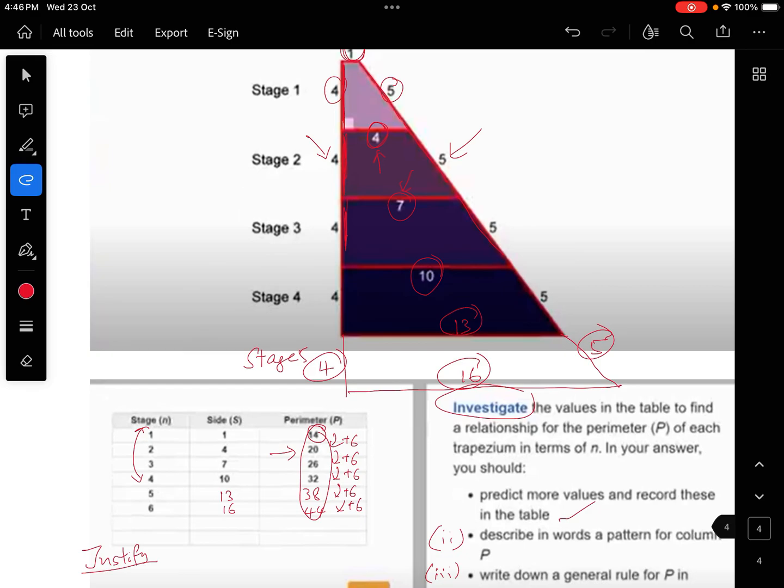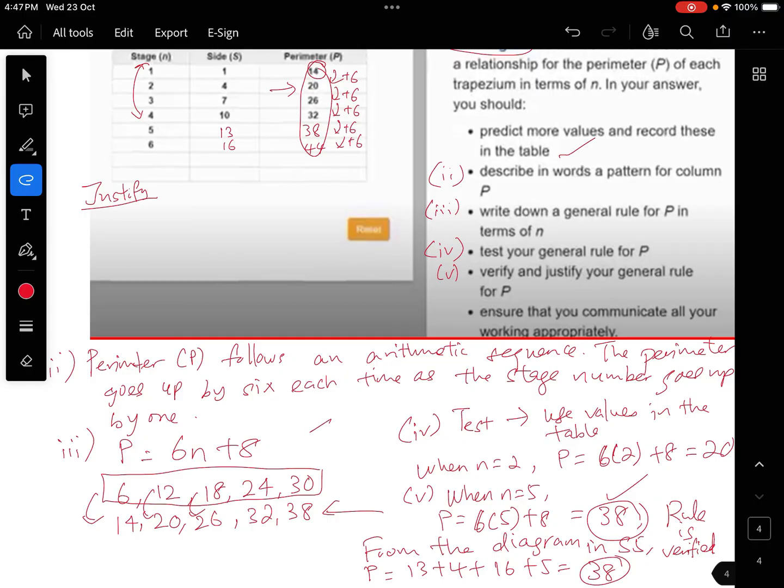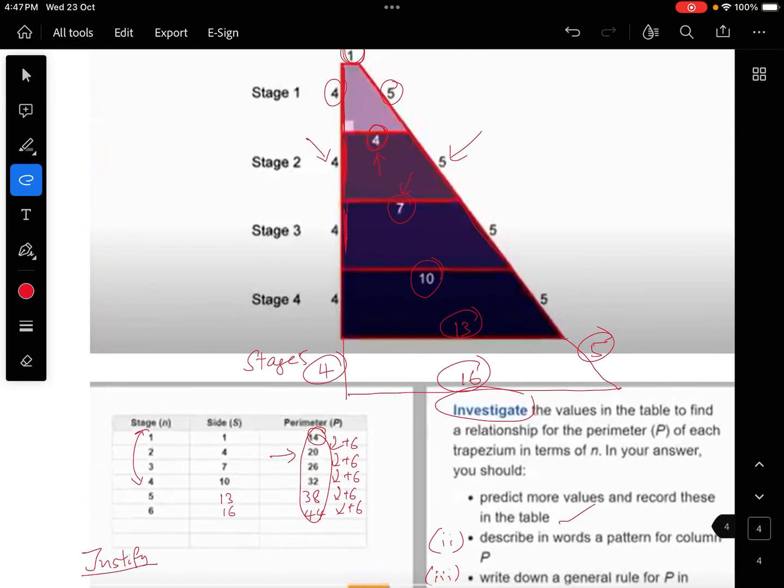Okay, so if you were basically just saying that, oh, I got 6n plus 8 as my formula or as my general rule, is because it follows an arithmetic sequence, you're basically repeating what you have just said earlier in part 3. Now, that's not going to give you the maximum score. What you want to do when it comes to justification is to go back to the diagram and think about how we can actually find the general rule by using the diagram that's given to us.